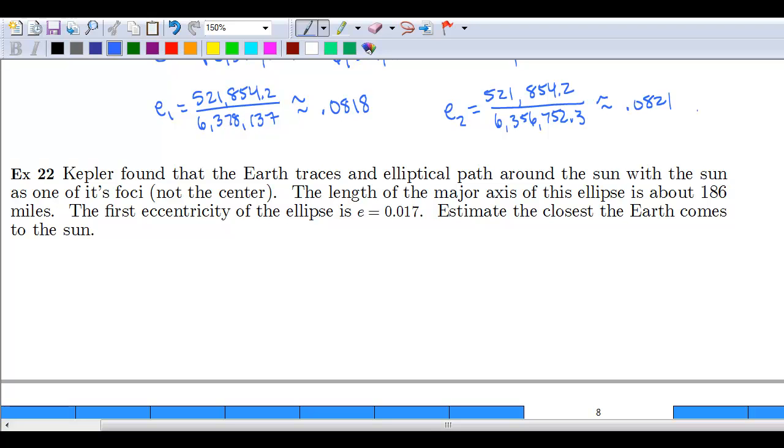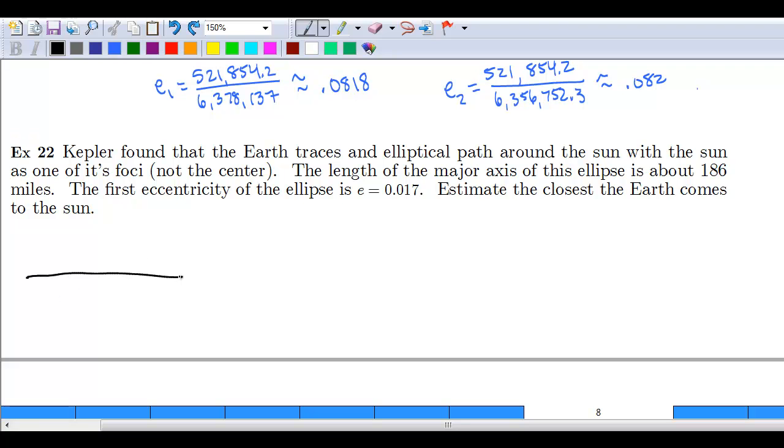And the length of the major axis of this ellipse is about 186 million miles. And the first eccentricity of this ellipse is 0.017. So again, it's pretty close to being circular, just not quite. So we want to estimate the closest the Earth comes to the Sun. So again, we're going to draw a picture here. So we'll draw in some axes here, and we'll put the Earth out here. We'll just make this our major axis, the x-axis for right now.